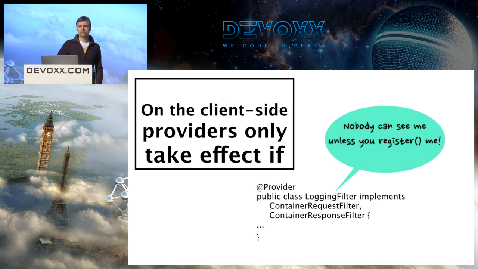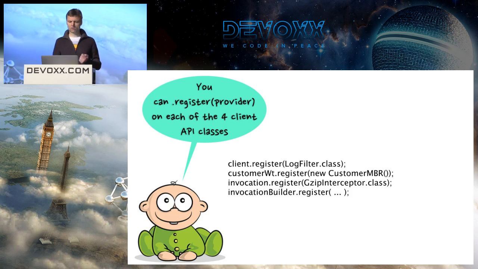Binding on the client side is a little different, of course, because here a provider is only seen by the runtime if you explicitly register it using the register method on any of those four client-side API constructs we had. That was client, web target, invocation builder, and invocation. They all can be configured this way. And the same here, I can provide types, and I can provide my own instances.